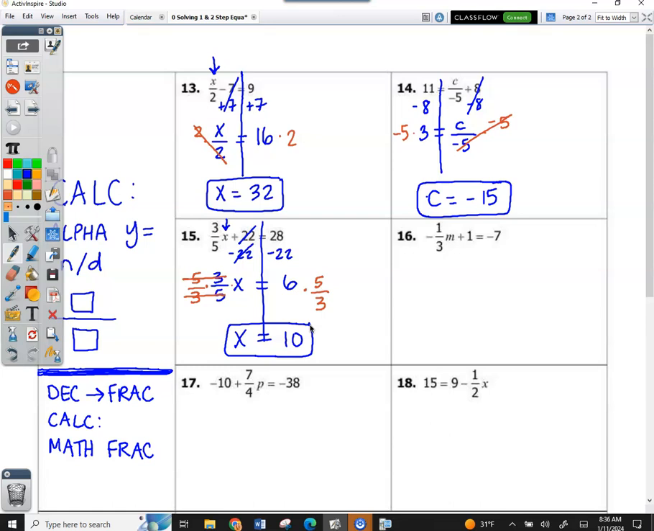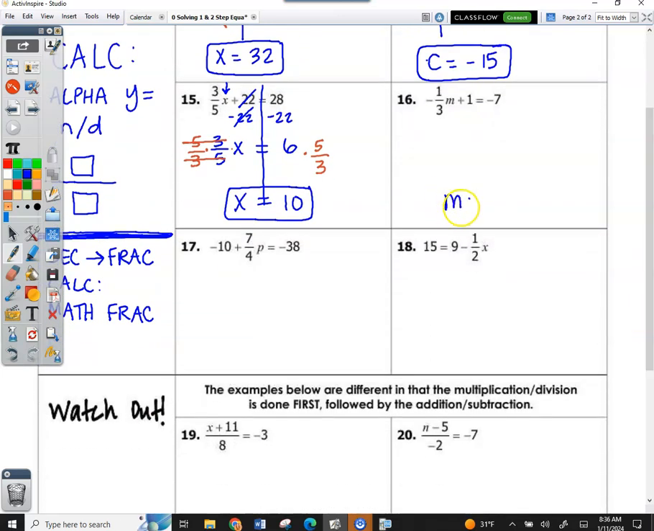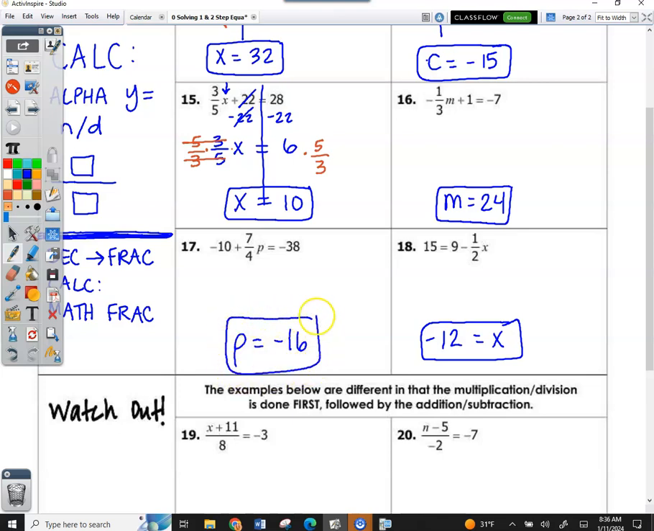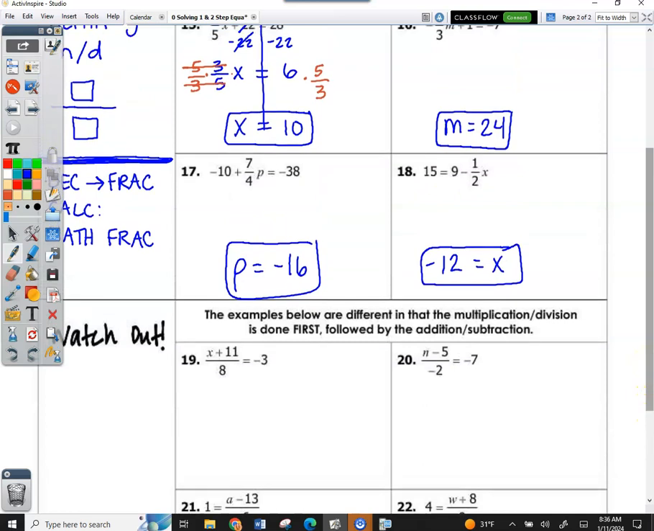16 through 18, please do those right now, and I'm going to come by and check it. You should get the following answers. And then I need to talk to you about the bottom 4, and then we'll move on to our practice.